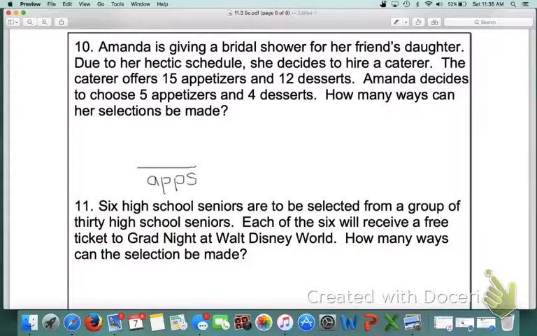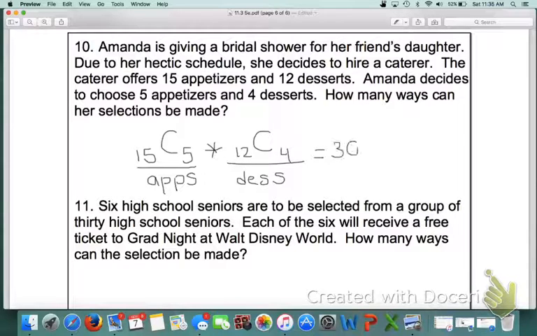When we select the appetizers, there are 15 she can choose from, but she's only going to pick 5. When we pick the desserts, there are 12 desserts she can choose from, but she's only going to select 4 of them. Okay? And remember that these two numbers need to be multiplied. So we have 3,003 ways to pick the appetizers and 495 ways to pick the desserts. When we multiply those two numbers together, we find out that there is 1,486,485 different ways she could pick a combination of appetizers and desserts.